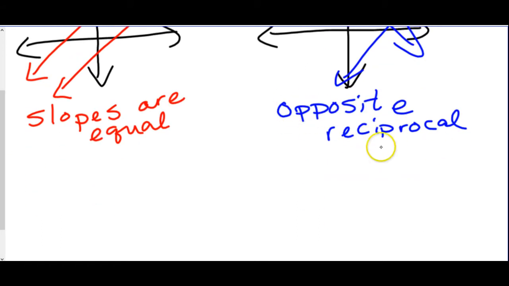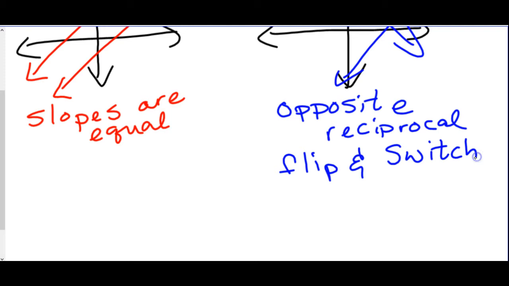So opposite reciprocal, I always think of flip and switch, because that means you flip the fraction. If I had a slope of 1/2, the slope of a line perpendicular would be that flipped upside down, 2/1, and you switch the sign, so -2/1. If we asked for parallel slope, we know slopes are equal. So if the slope was 5, a parallel slope would also be 5.